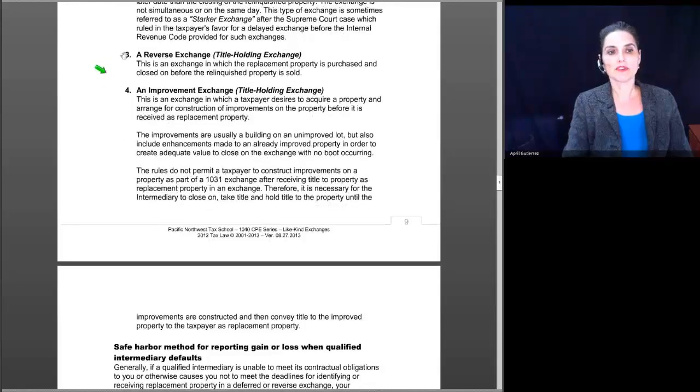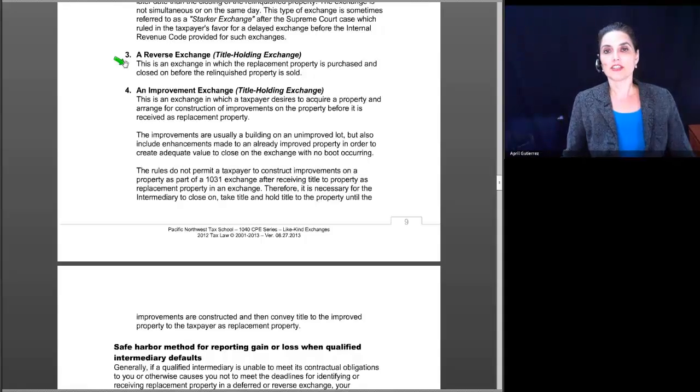The next one is a reverse exchange, also called a title holding exchange. This is an exchange in which the replacement property is purchased and closed on before the relinquished property is closed. So not only can you be a seller involved in a like-kind exchange, you can also have a buyer involved in a like-kind exchange.